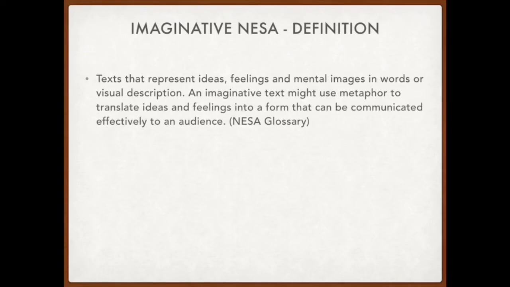Moving on to the text types themselves, I've decided to start with imaginative, as it's a text type that you are probably already familiar with. So to start off with, I've got our NESA glossary definition here. These are texts that represent ideas, feelings, and mental images in words or visual description. An imaginative text might use metaphor to translate ideas and feelings into a form that can be communicated effectively to an audience.